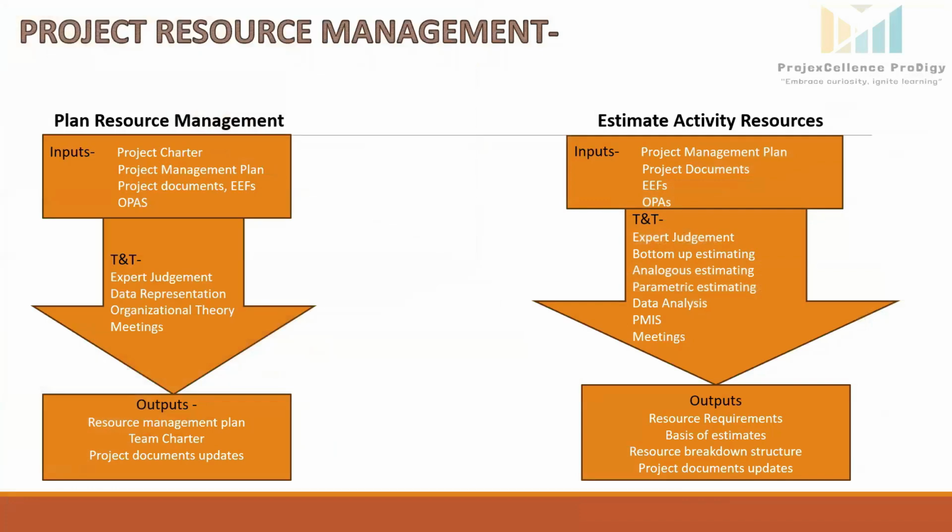Let's discuss each process in detail with inputs, tools and techniques and outputs, ITTOs. We will take one project for the reference, installation and commissioning of a 20 megawatt solar power plant, and we'll try to relate the processes in its context. So the first process we have here is plan resource management.